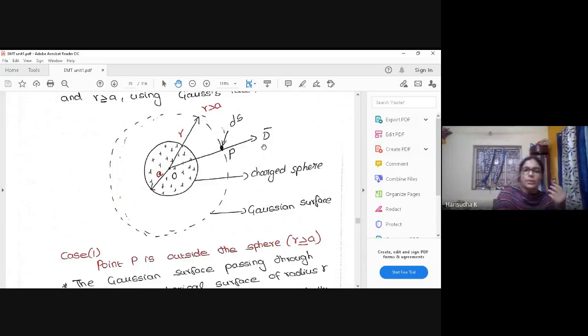So simple. I have assumed two spheres. The radius of the inner sphere is small a, the radius of the outer sphere is small r, and I have fixed a point P in the Gaussian surface. Outer sphere is my Gaussian surface. I have fixed a point P in the Gaussian surface, and I have also assumed along the point P my electric flux density is present. These are the assumptions we have taken.